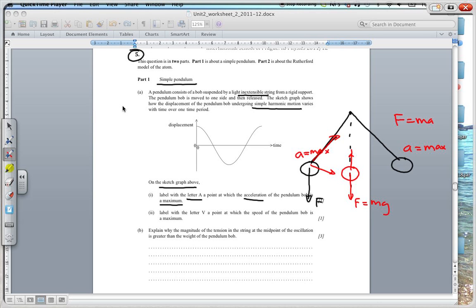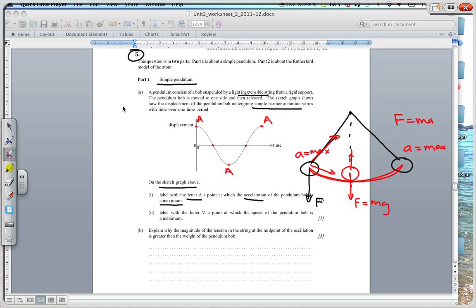So this would be your displacement, where it's 0 there. It starts from there, goes through 0, goes to there, comes back, and ends up there again. So it would actually be these 3 points over here. These are the furthest points. Any one of those, you're going to get a maximum acceleration.